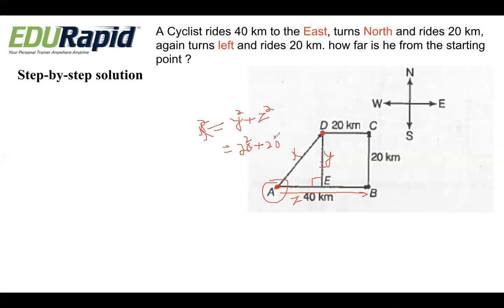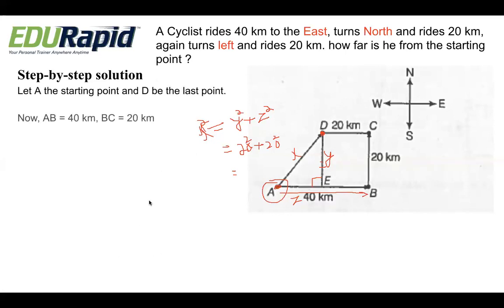So what happens here? 20 square is 400 plus 400, right? Now let's look at the options here. You also need to keep an eye on the answer options.